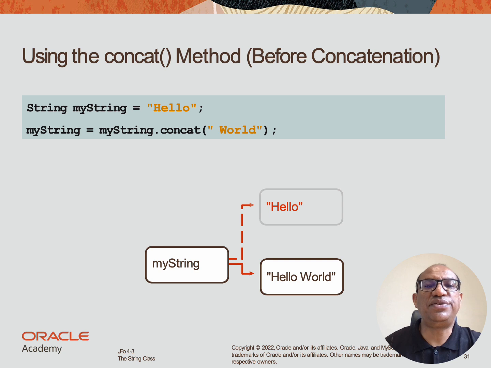In this example, the word string is being concatenated to the original string. The concat method is used here, but whether you use that or the concatenation operator plus sign, a new string object is created and the returned new string reference points to this new object. In the diagram, the myString reference no longer refers to hello, and it will be removed from memory.